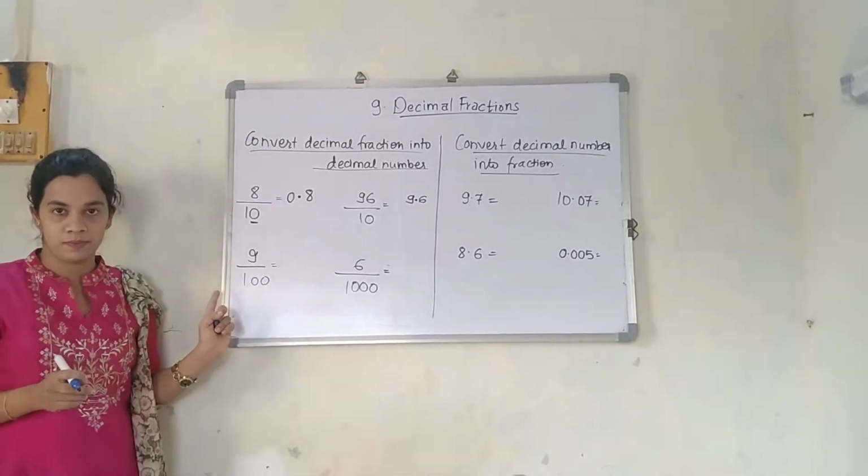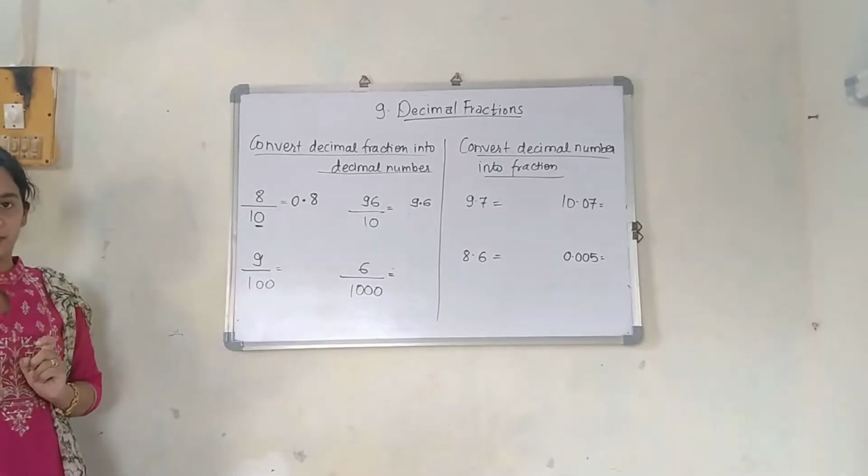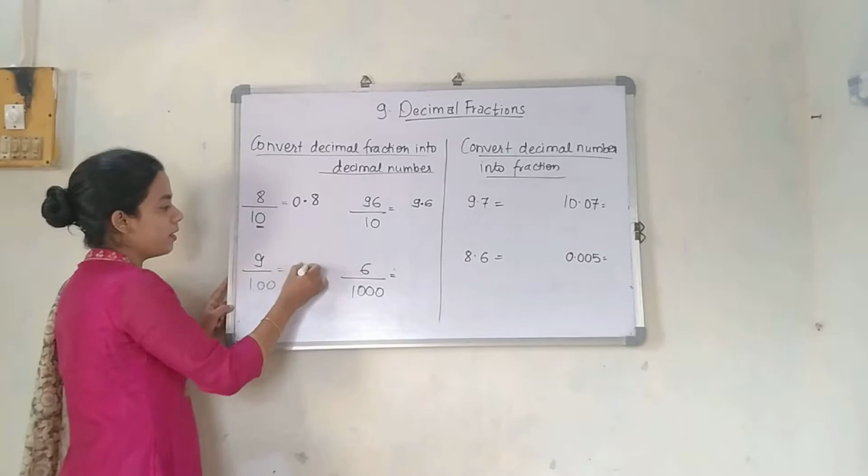Now just see over here. 9 upon 100. You are going to write the numerator as it is.